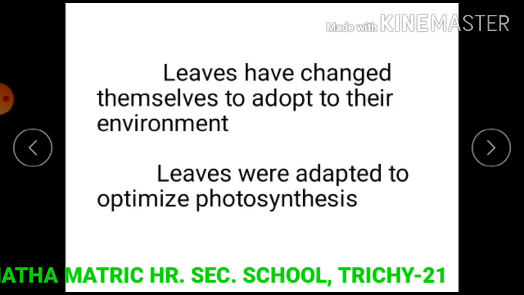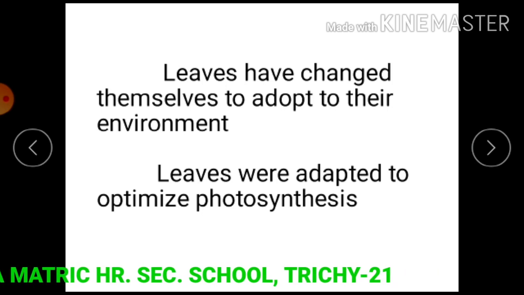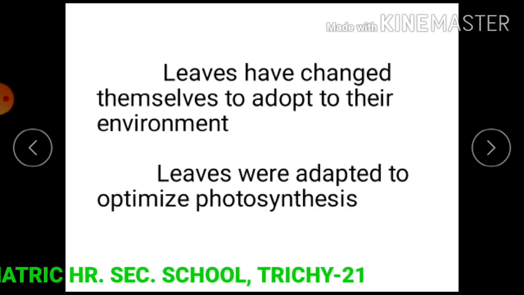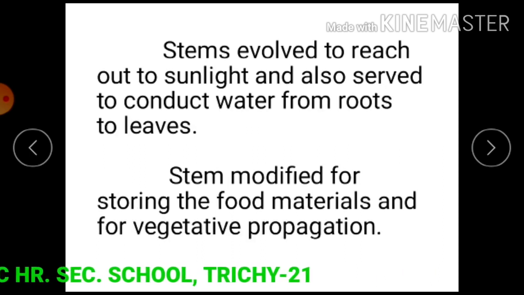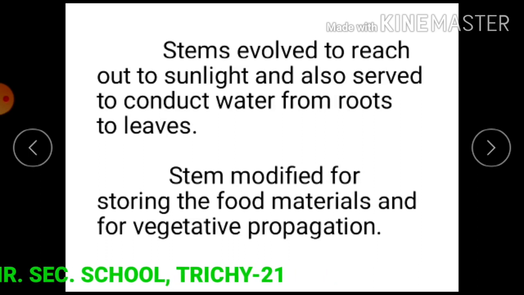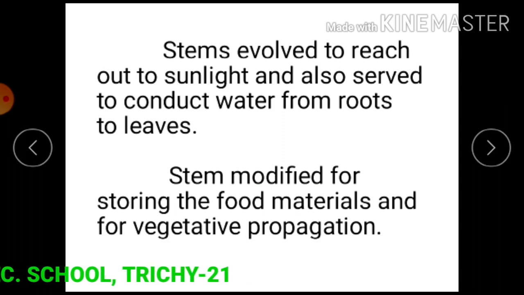Leaves have changed themselves to adapt to their environment. Leaves were adapted to optimize photosynthesis. Stems evolved to reach out to sunlight and also served to conduct water from roots to leaves. However, in certain plant species, specific parts have evolved further in unusual and surprising ways to meet certain other specific needs.